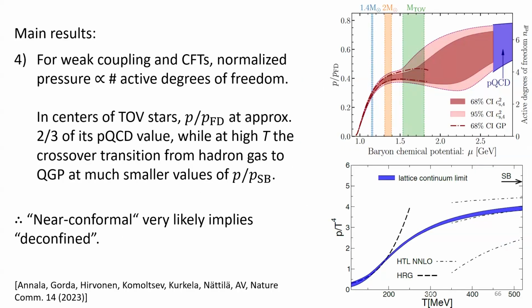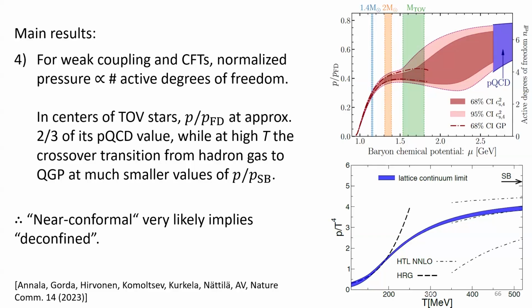Then, of course, you can ask whether conformality or near conformality signals deconfinement. This is more non-trivial. Well, there's no proof for this. The one thing that one can say is that the value of the pressure normalized by the free theory pressure in this regime, at the centers of maximally massive neutron stars, the value of P over P_FD is about 0.4. So the pressure is about 40% of its value in a non-interacting theory.